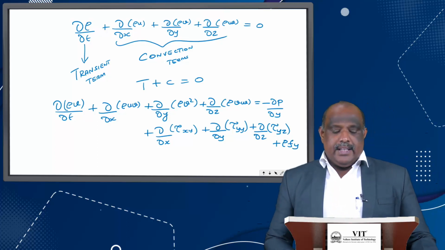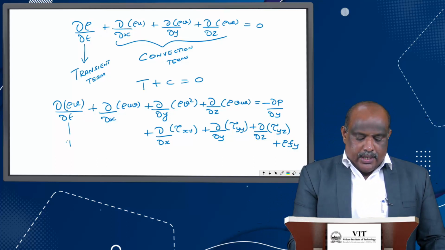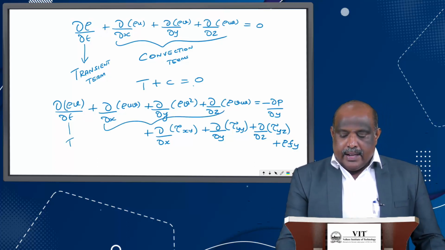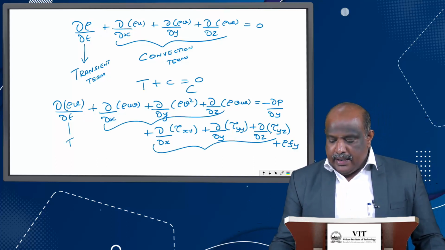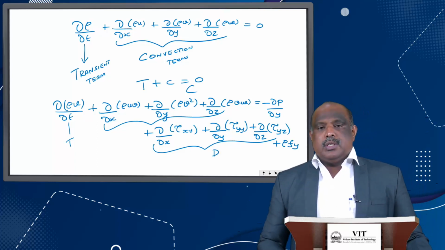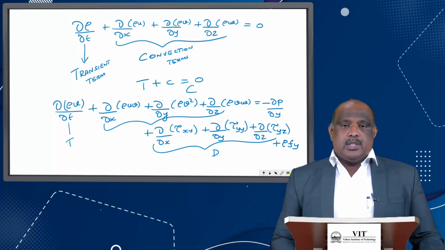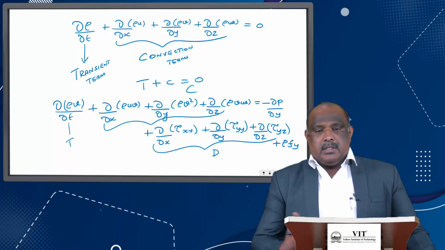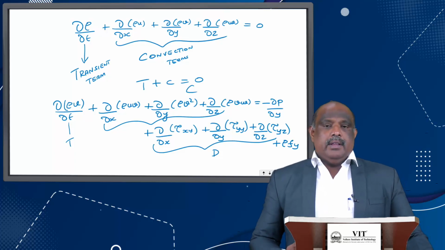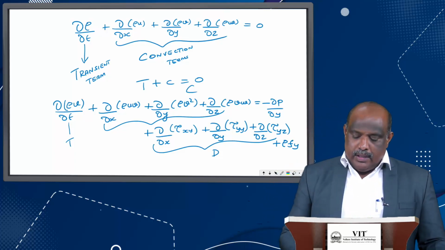So now you know the answer very easily. This is a transient term. These three terms are my convection terms. These three terms are my diffusion terms. The other two terms are source terms, especially this ∂p/∂y is called the pressure gradient term. Because of pressure difference only the flow will happen. So based on that only we are able to have the flow.